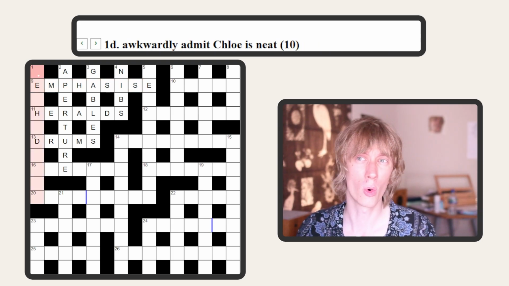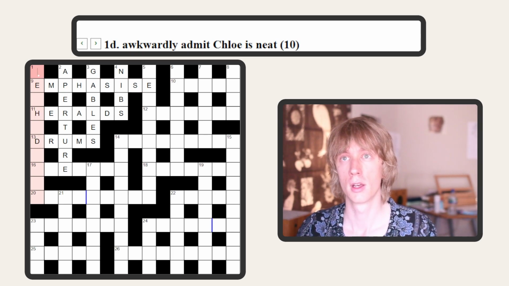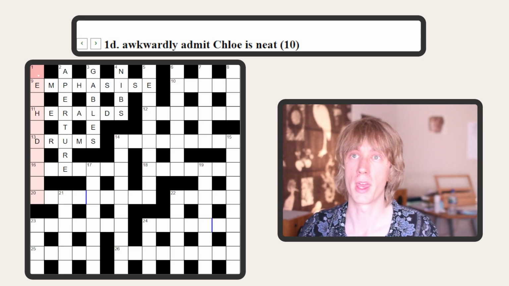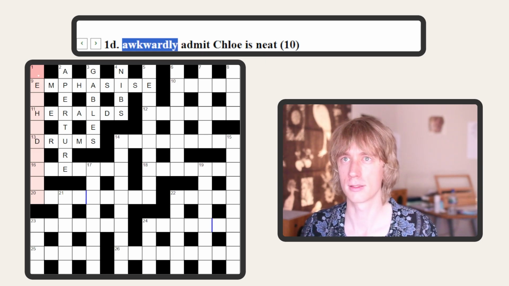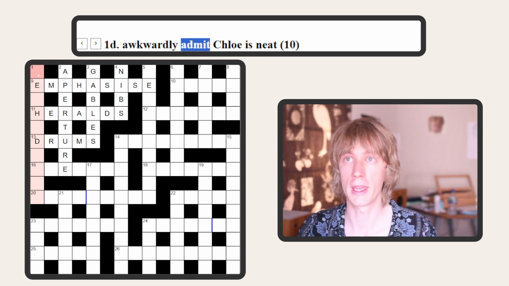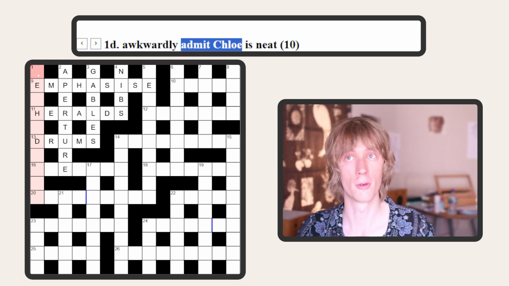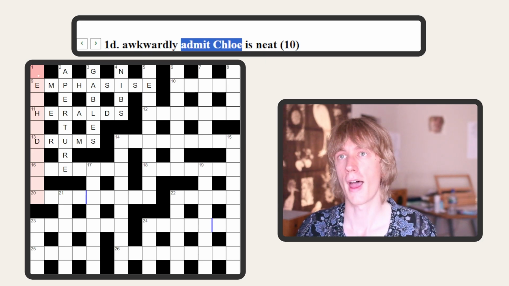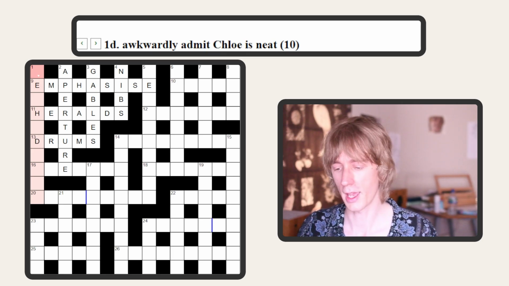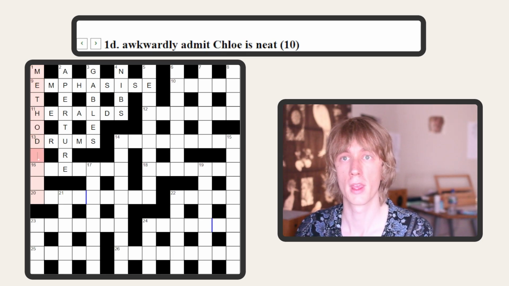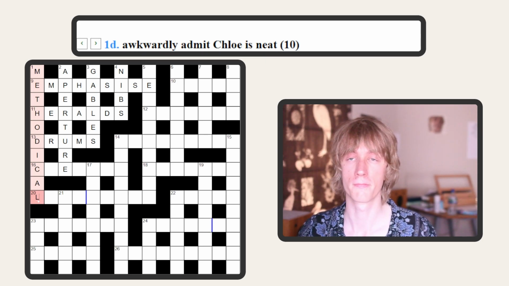Okay, one down. Awkwardly admit Chloe is neat. All right, well, immediately I can see an indicator word here. Awkwardly is telling us to anagram something. You know, if you treat something awkwardly, you treat it strangely, you jumble up the letters. So we're looking for an anagram of admit Chloe, and we can count the letters here. That's 10 letters. So almost certainly what we're anagramming is going to give us a word meaning neat. Okay, so if I jumble up the letters of admit Chloe, I can get the word methodical. And if you're neat, you are methodical.